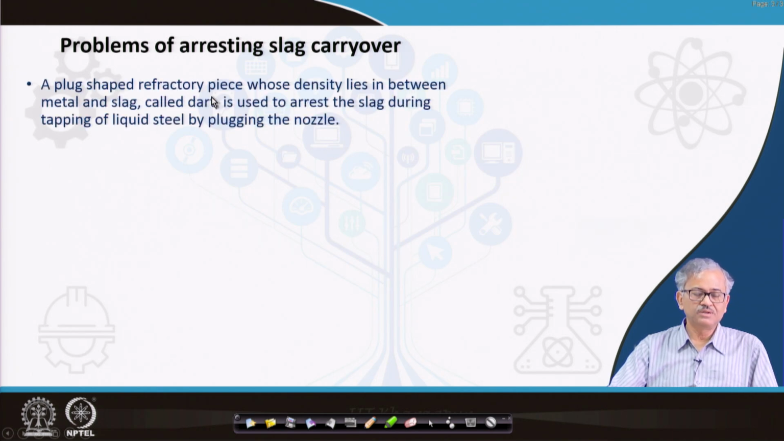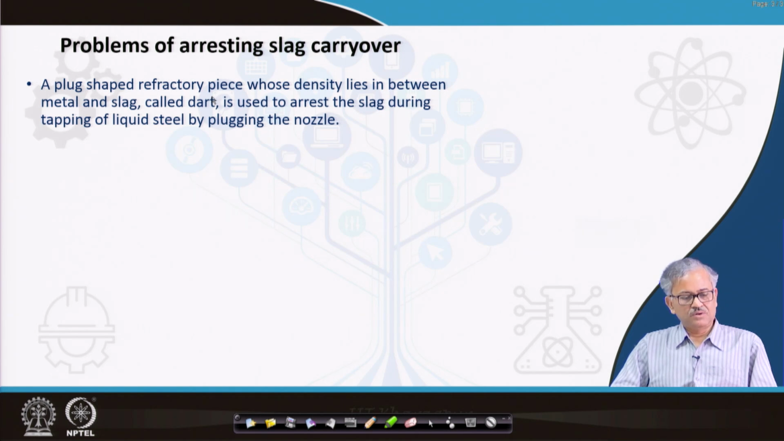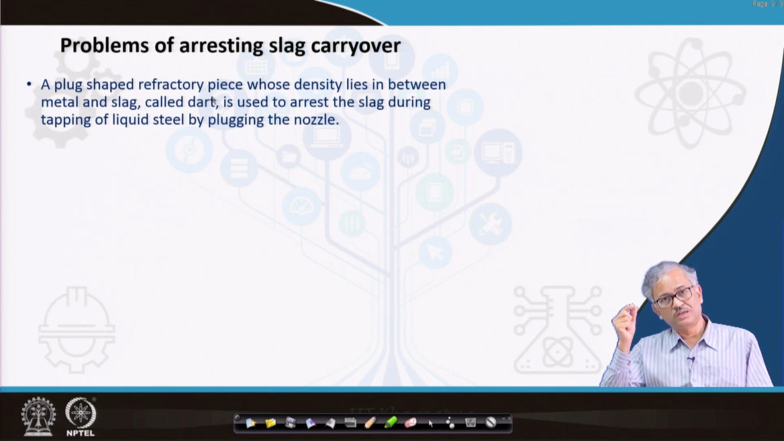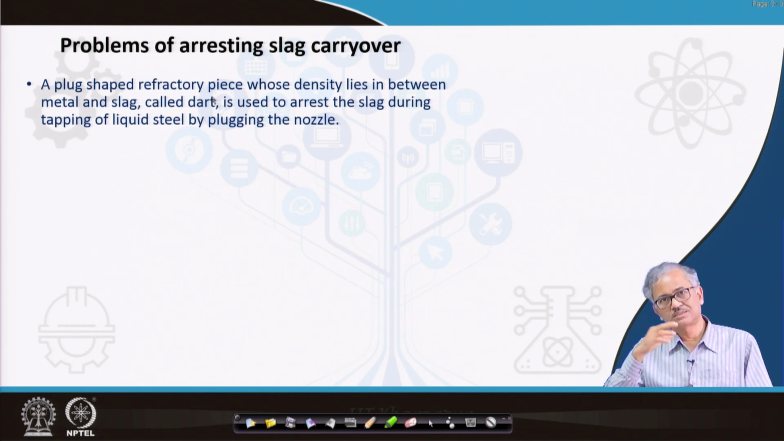Basically, a plug-shaped refractory piece is usually how to arrest this carryover slag. I have talked about this process before, but here I will talk a little more elaborately. A plug is used, and that is called a dart, and it has a density between the metal and slag. That is, it has a density greater than that of the slag, and less than that of the metal. So, when the funnel forms, the plug can be dragged and close the opening before the slag can start draining off.